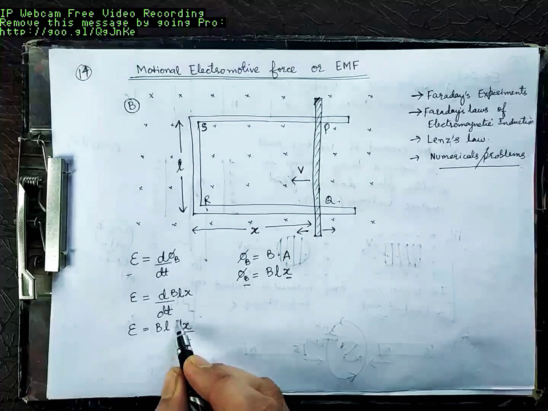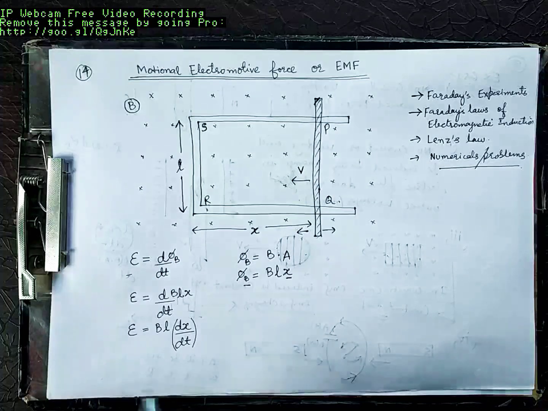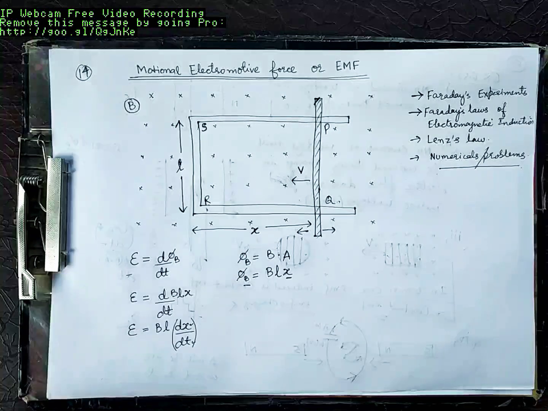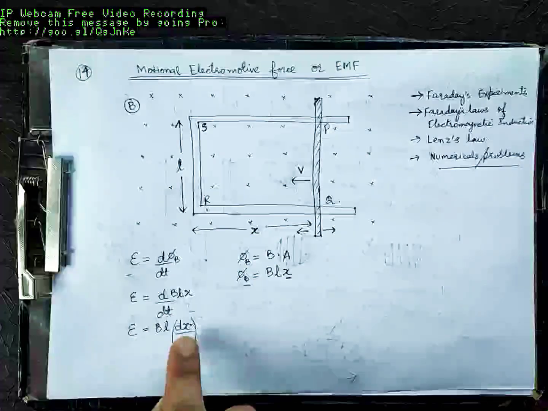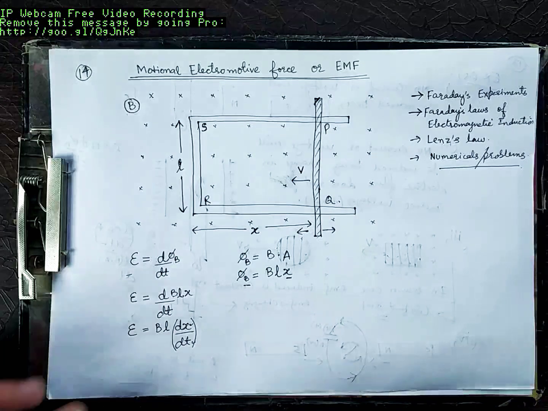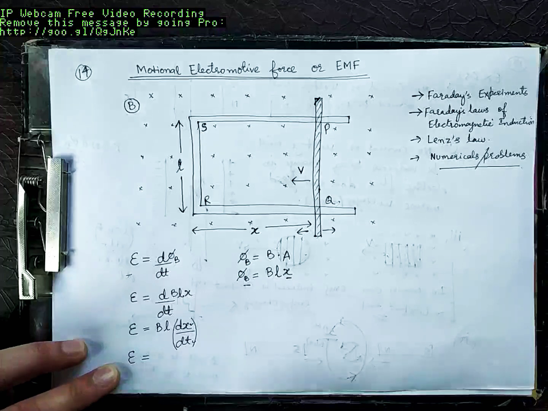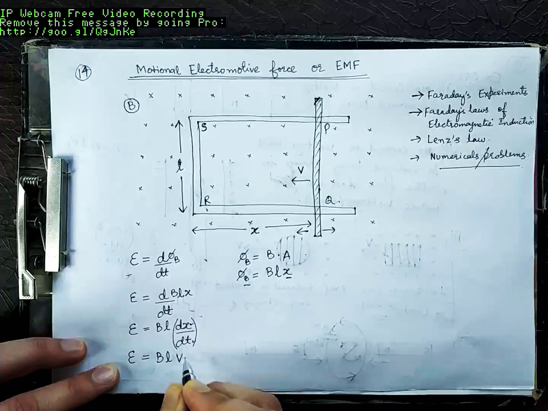Isn't this dx divided by dt the change in displacement with respect to time? How much distance is changing with respect to time? dx is change in distance. How much x is changing? That is dx divided by dt. What is that dx divided by dt? You call that velocity. So we can write induced EMF E is equivalent to B L into V.